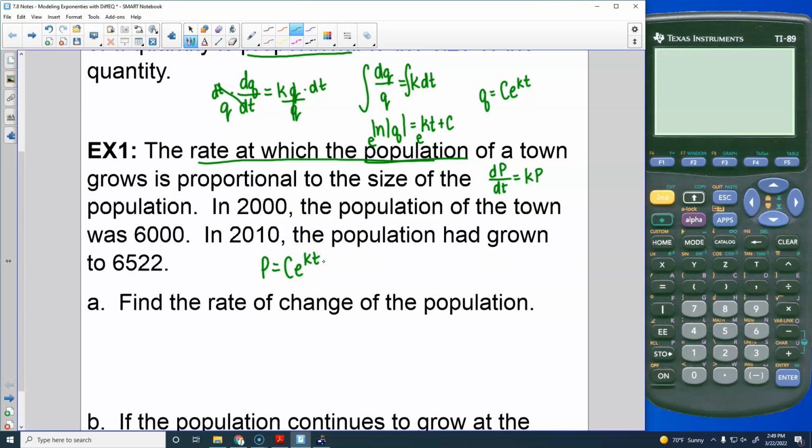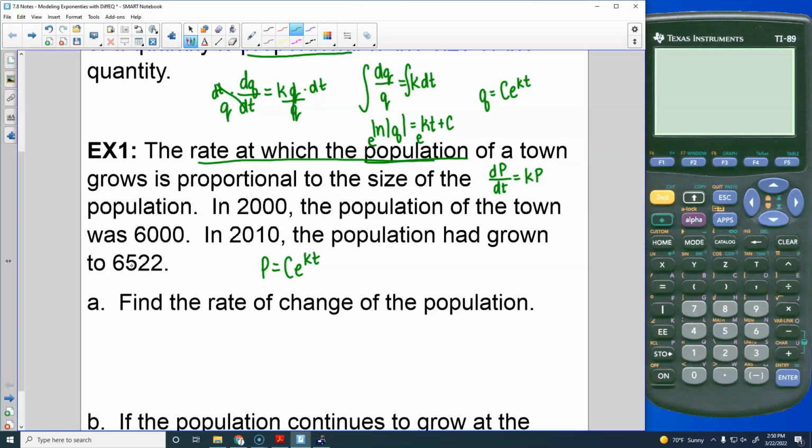On the AP exam, I have not seen these show up on the free response, but if they did, it is okay to make that jump. Most of the time it's on multiple choice where it doesn't really matter whether or not you show your work anyway. So if we want to find the rate of change of the population, we know that in 2000, the population was 6,000. In 2010, the population was 6,522.